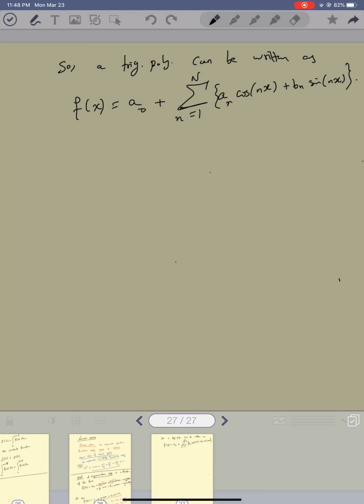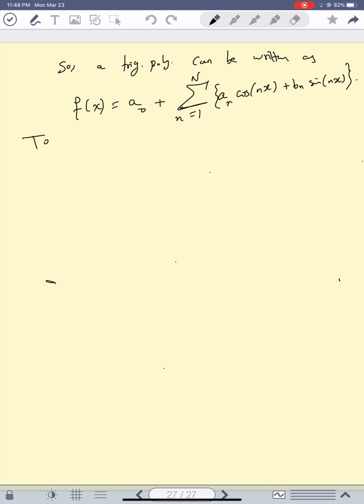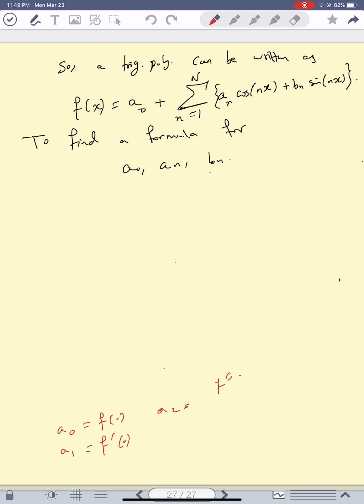So now what I want is to find a formula for a naught, a_n, and b_n. Can we have a formula? Remember, in the Maclaurin form for polynomials, we had, for example, a naught equal to f of 0, a1 equal to f prime at 0, a2 equal to f double prime at 0 over 2 factorial, and so on. Do we have the same thing now?